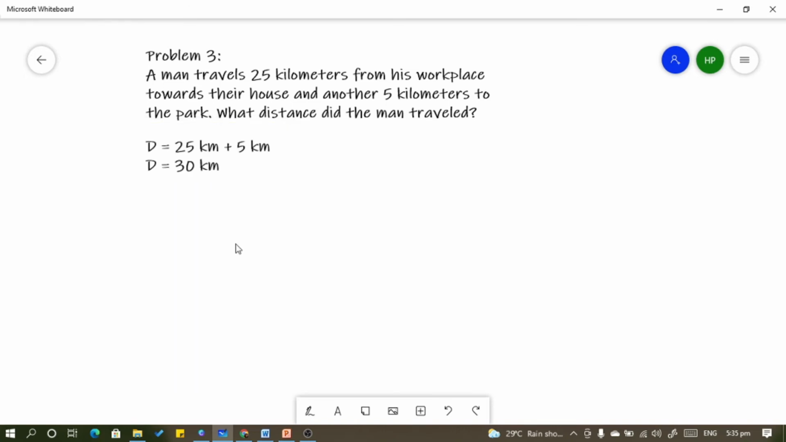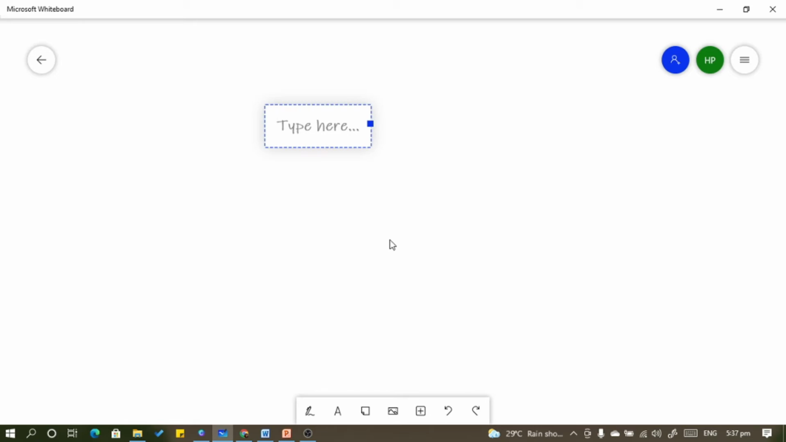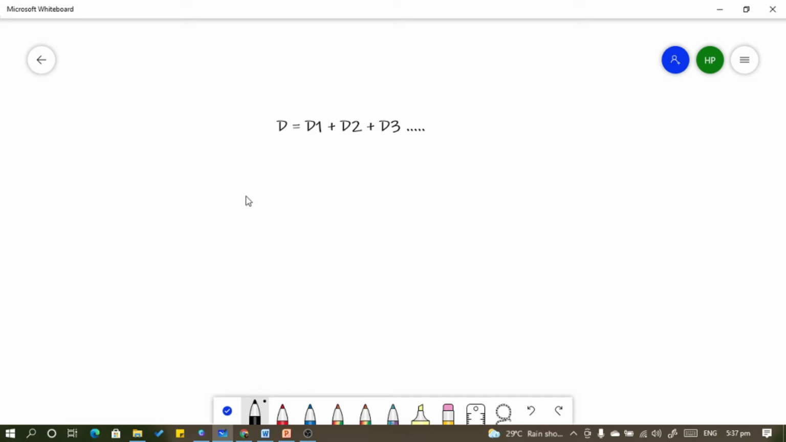So that's the distance. Regardless of the direction that an object goes, we just need to add everything. So this is the formula. Distance equals distance 1 plus distance 2 plus distance 3 and so on. So we just need to remember this formula.